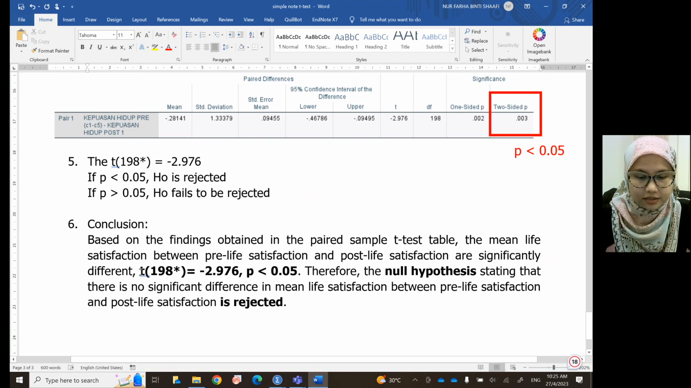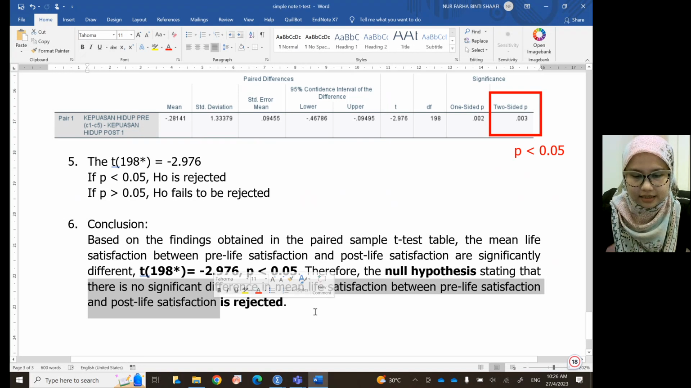And then you need to write what is your value for the t-test. This is the format. You can copy. Your t value is equal to negative 2.976, with the p value, the significance value, of 0.003, which is p is less than 0.05. So when the p value is less than 0.05, therefore the null hypothesis is rejected. What is your null hypothesis just now? The null hypothesis, there is no significant difference in mean life satisfaction between pre and post, is rejected.